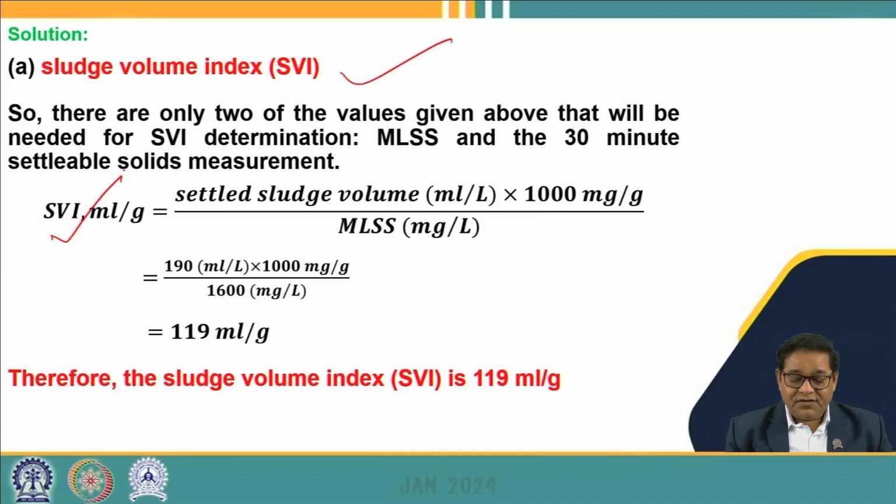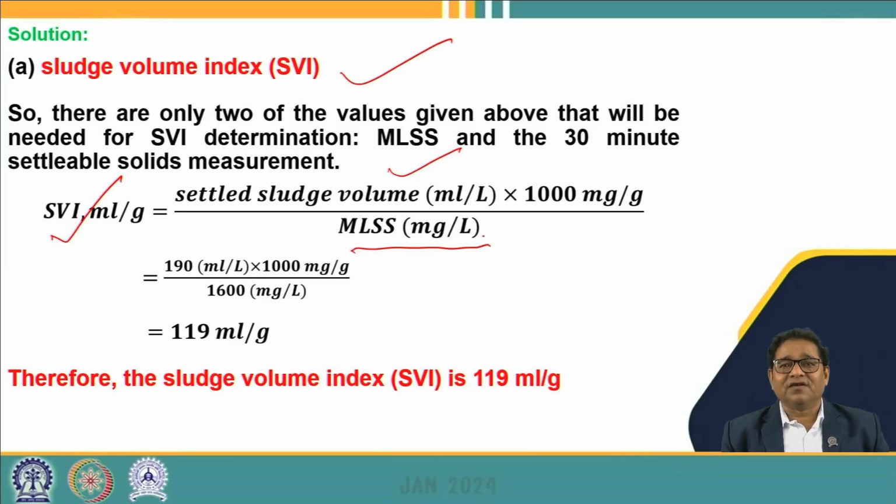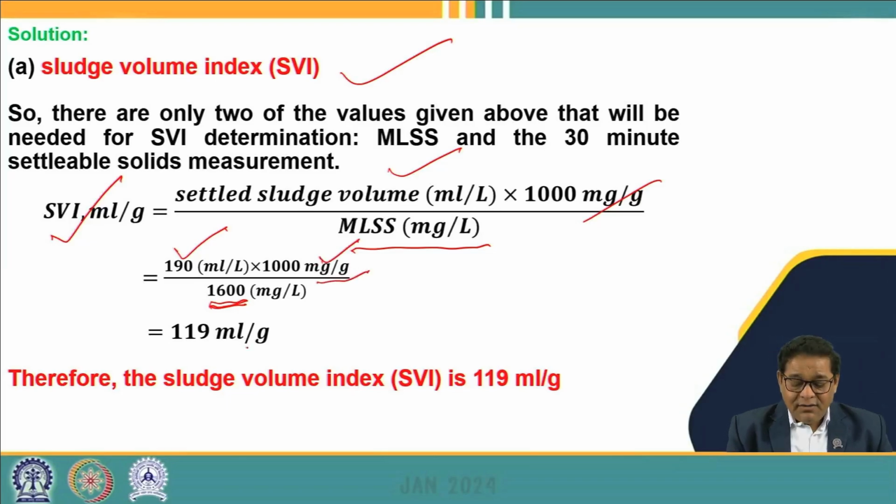We know the sludge volume index is the volume of the sludge settled divided by its MLSS concentration, multiplied by 1000. The settled volume is already given as 190 ml per liter, and the MLSS value is 1600 milligram per liter, multiplied by 1000. This is to convert milligram into gram, and by computation we find the sludge volume index equal to 119 ml per gram.